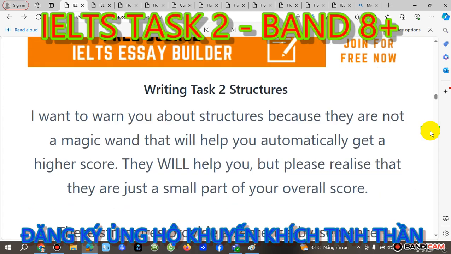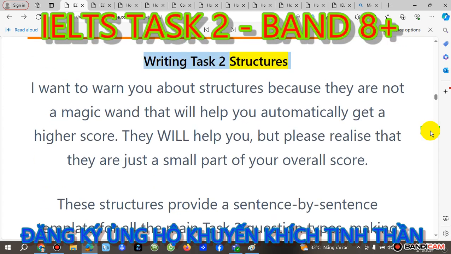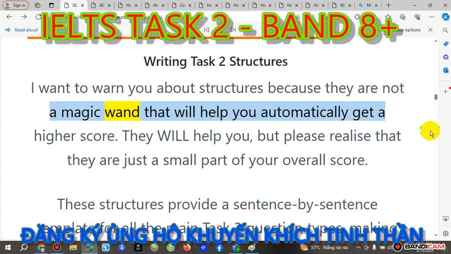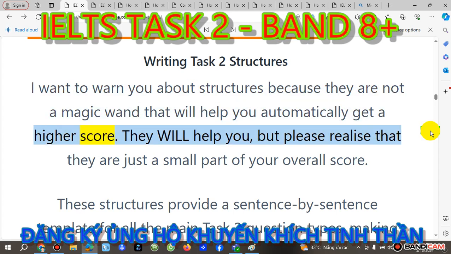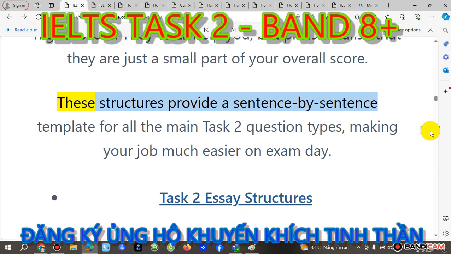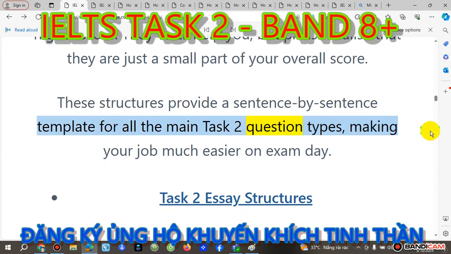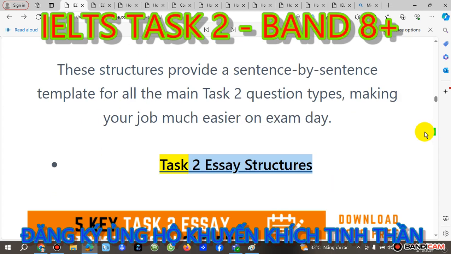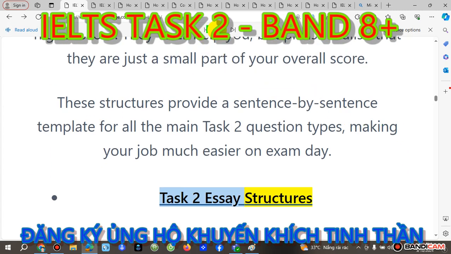Writing Task 2 Structures. I want to warn you about structures because they are not a magic wand that will help you automatically get a higher score. They will help you, but please realize that they are just a small part of your overall score. These structures provide a sentence-by-sentence template for all the main Task 2 question types, making your job much easier on exam day. Task 2 Essay Structures. Essential.